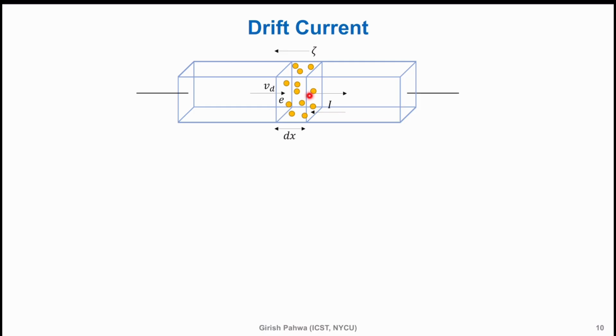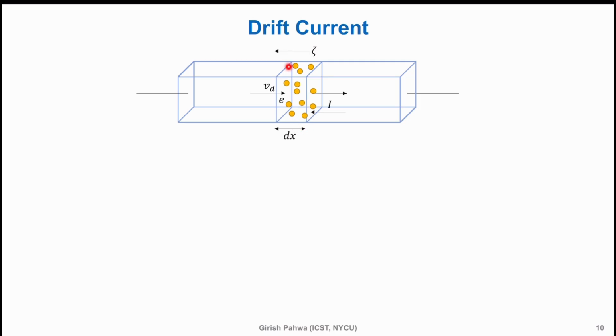So if I have time dt and a cross section, and through that cross section dq amount of charge has passed, then dq by dt is the current through that cross section. Okay, so let's adopt the same definition and try to calculate the drift current.